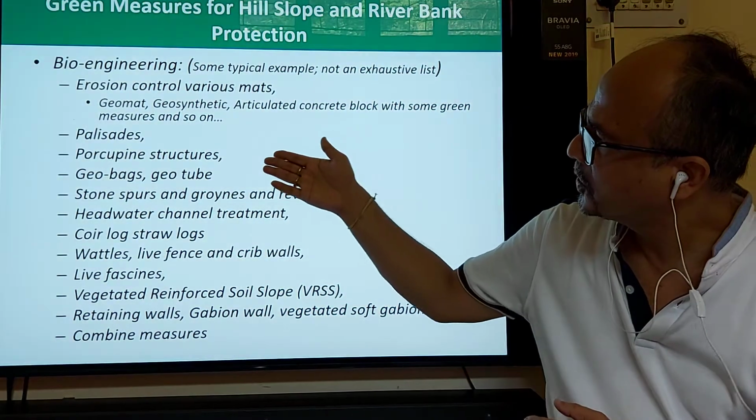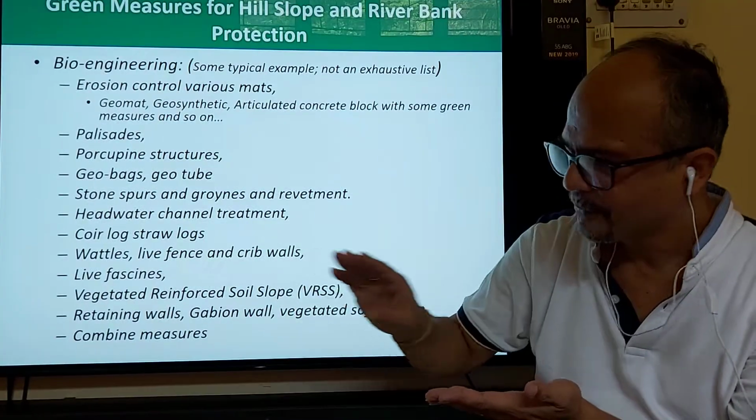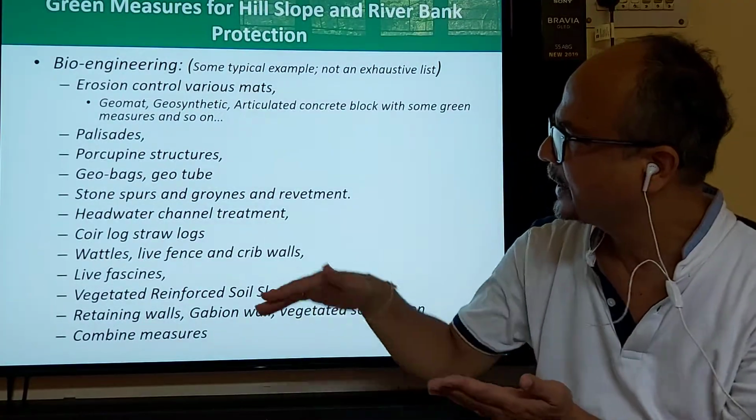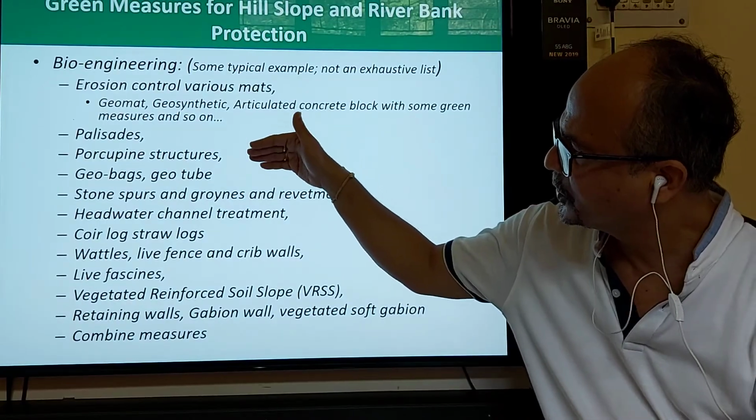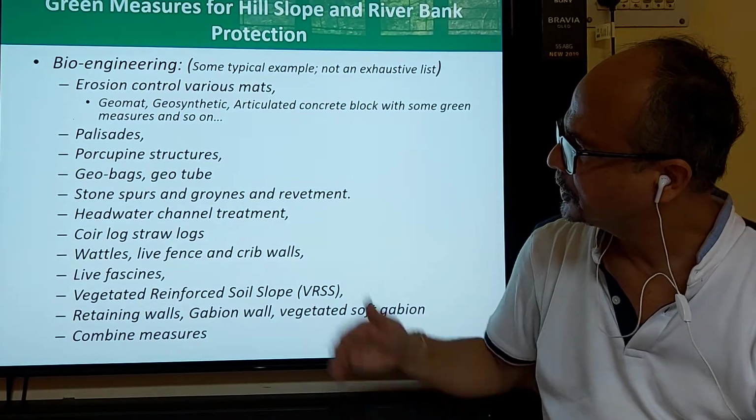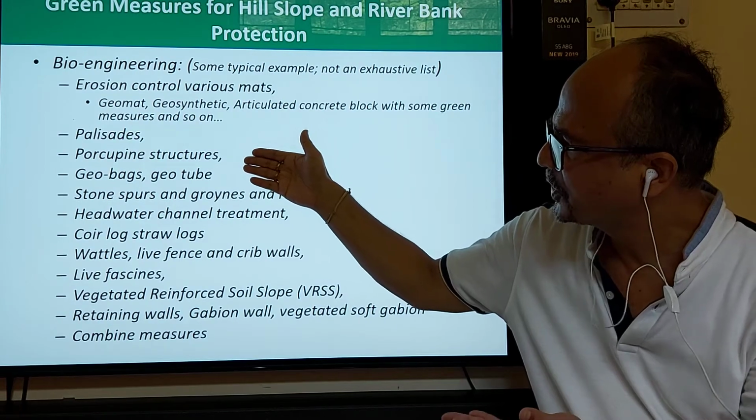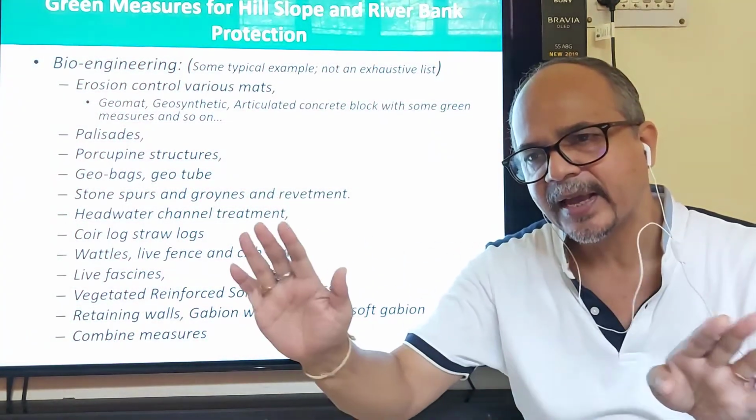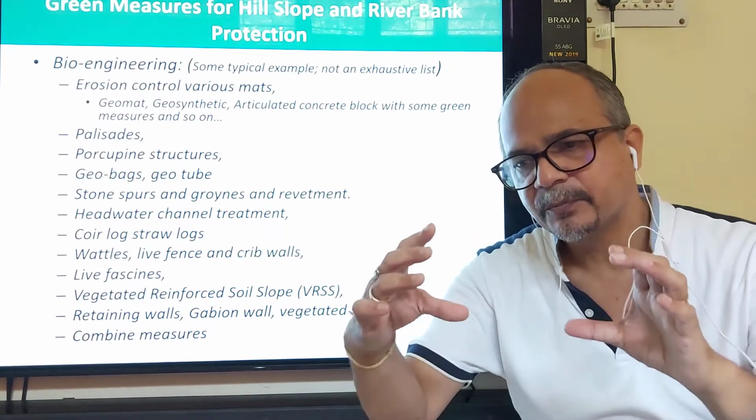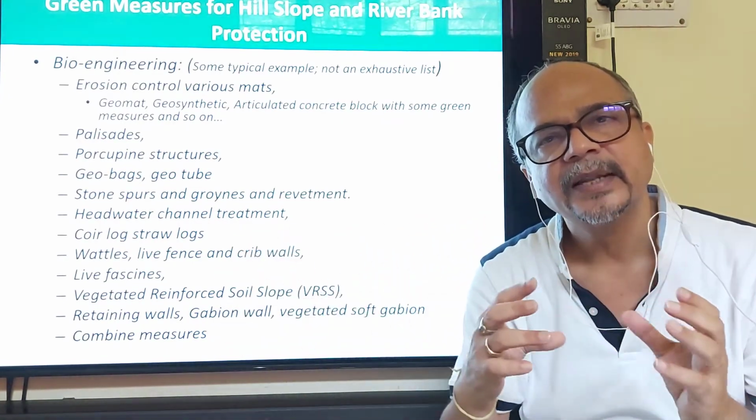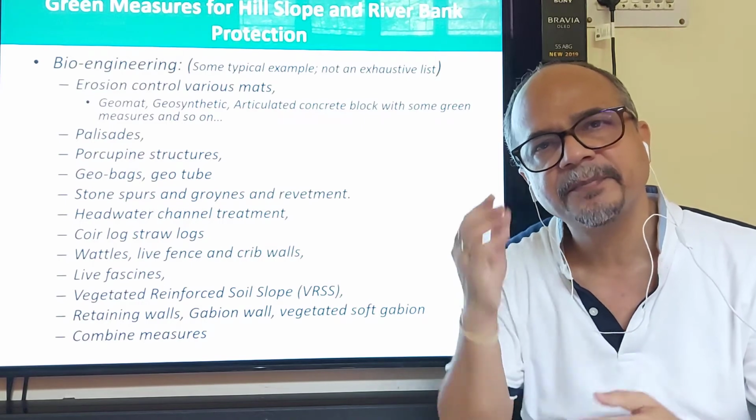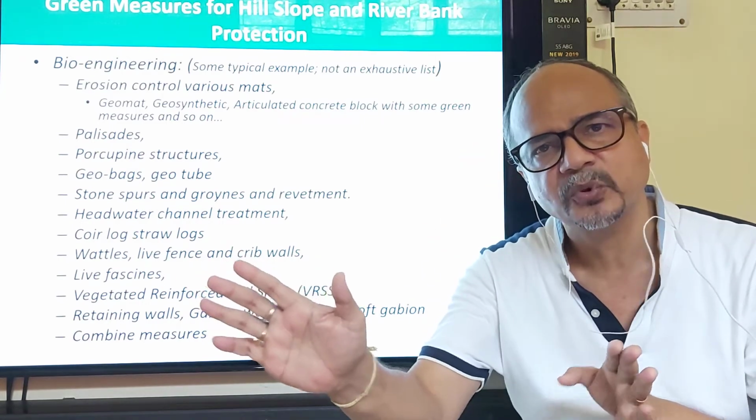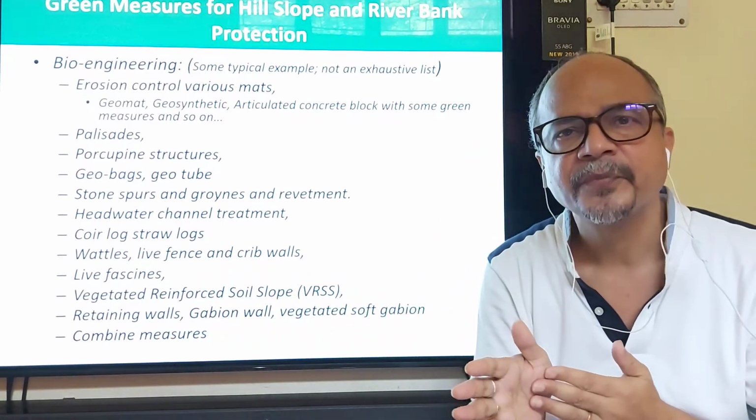This also provides permeable water flow through it, and the speed gets reduced, and that way sediment deposition can happen here also. Then geobag and geotube. To protect the bank, earlier boulders were used, but now boulders are not available in many places. That we call a revetment. Now for giving a revetment, nowadays what is used?